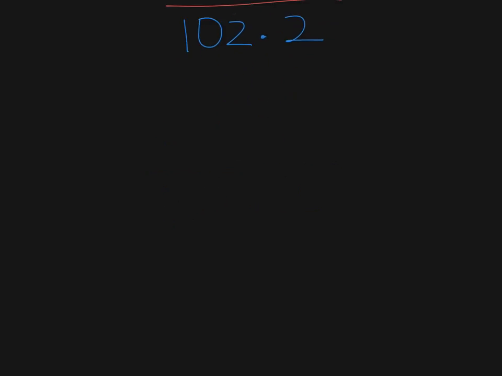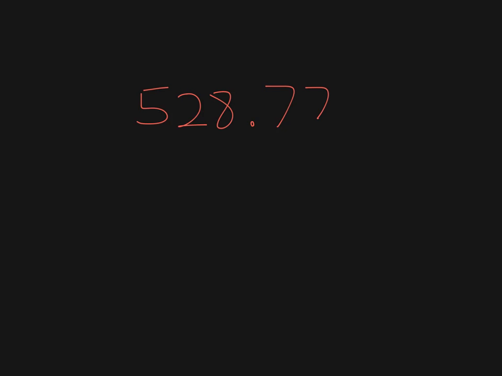For the fourth one, it says find the difference. And a difference tells us that it's a subtraction problem. Keep writing the 2 that way. Let's go and fix that 2 again. 528 and 77 hundredths minus 41 and 68 hundredths. Let's go and subtract this.